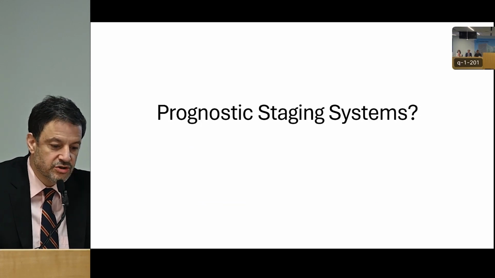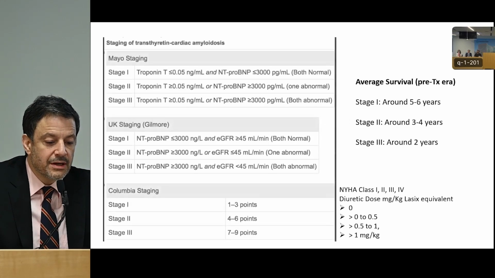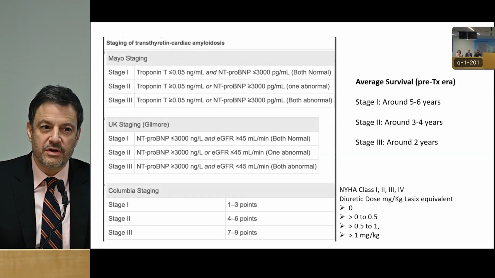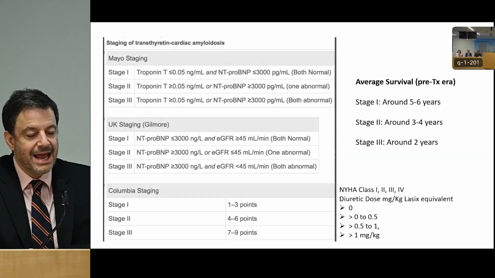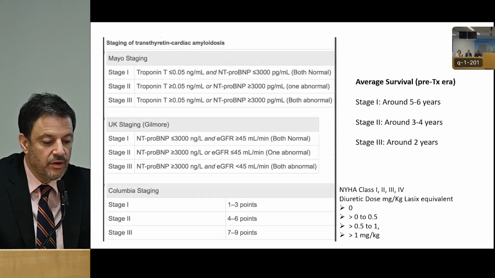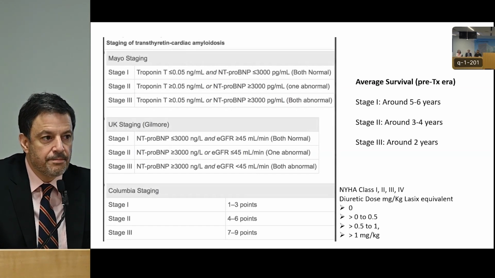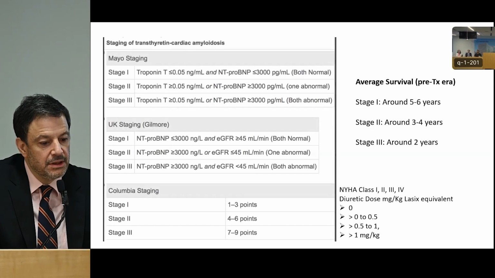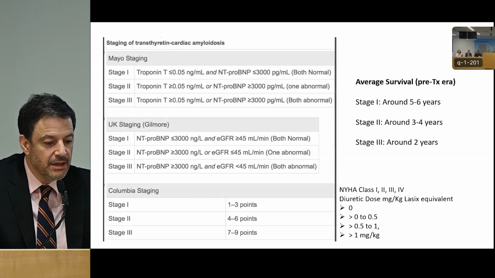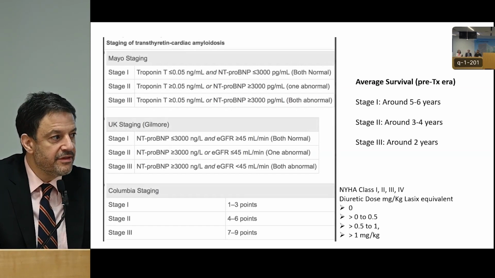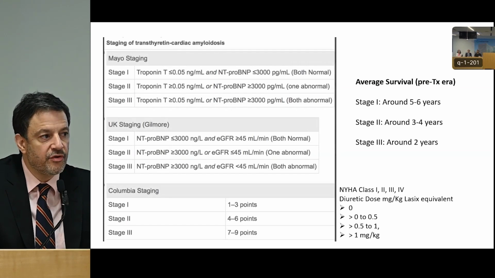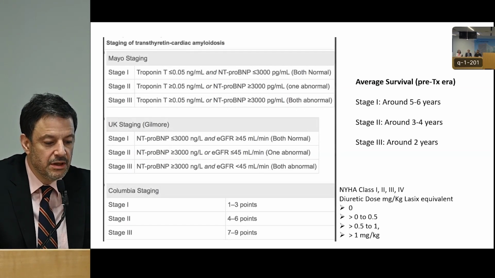So the current prognostic staging systems, there were three that were developed, one from the Mayo, one from the National Amyloidosis Center in London in the middle, and then the Columbia staging system added a little nuances. So in the Mayo staging system, they look at troponin T and NT-proBNP. And if your NT-proBNP is less than 3,000 and your troponin T is less than 0.05, you're considered stage 1. If one or the other is above that threshold, you're stage 2. And if both are above that threshold, you're stage 3.